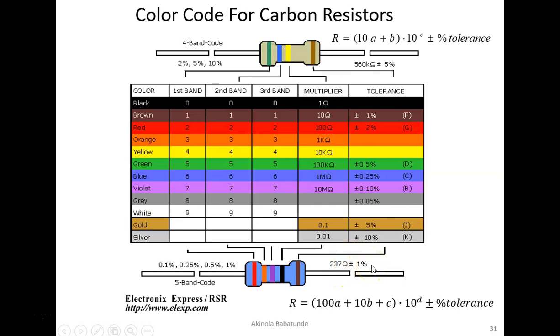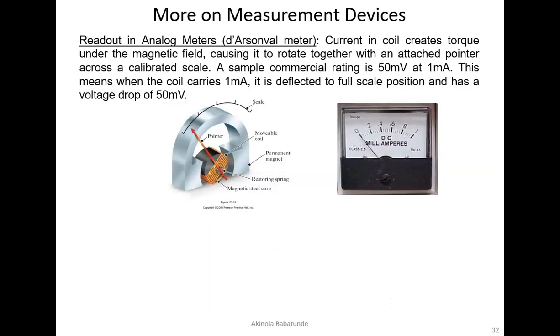All right, let's take it a step further. We have some other measurement devices we might want to quickly look at. We have the digital meters and we have analog meters. For analog meters, current in a coil creates torque under the magnetic field, causing it to rotate together with an attached pointer across a calibrated scale. Okay, so you can see the pointer here, and you can see the magnetic steel core. Here you can see the permanent magnet. This is a magnet here. You can see our various scale here, basically. Okay, and then this is what is going to be inside here.